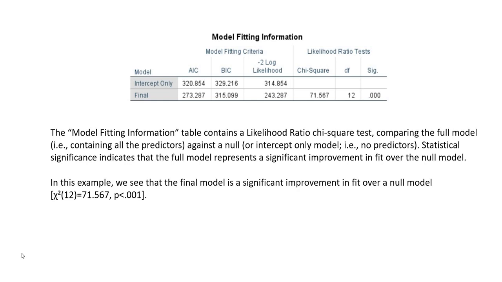So let's start off with the model fitting information table. This contains a likelihood ratio chi-square test which compares the full model with all of the predictors against a null or intercept-only model. Statistical significance indicates that the full model represents a significant improvement in fit over the null model. This is the p-value right here. We see that this is indicating statistical significance. So in this case, we would interpret our model containing the full set of predictors as representing a significant improvement in fit over the null.